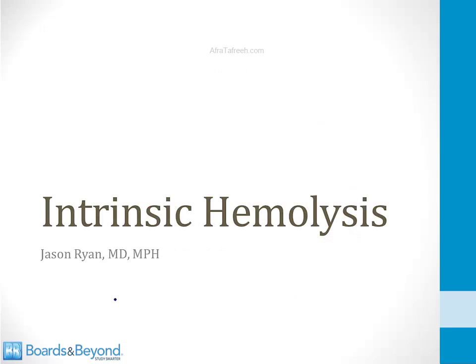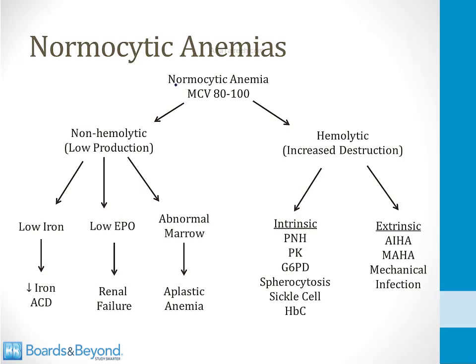Hello everybody and welcome to our module on intrinsic hemolysis. So recall that a normocytic anemia is an anemia where the MCV is within the normal range between 80 and 100, and in the module on hemolysis basics, I talked about how normocytic anemias could be divided up into two groups. One group are those anemias from underproduction by the bone marrow. The other group are those normocytic anemias that come from increased destruction of red cells, and these are called the hemolytic anemias. And the hemolytic anemias can be divided into two groups.